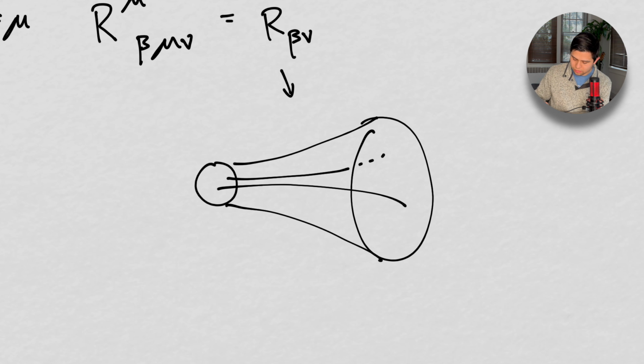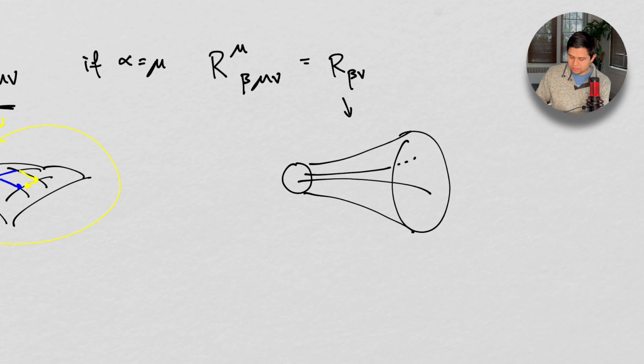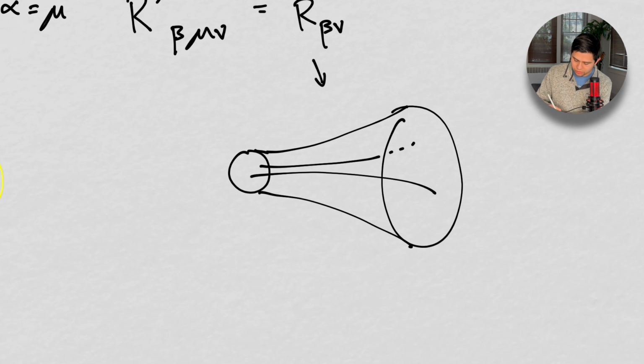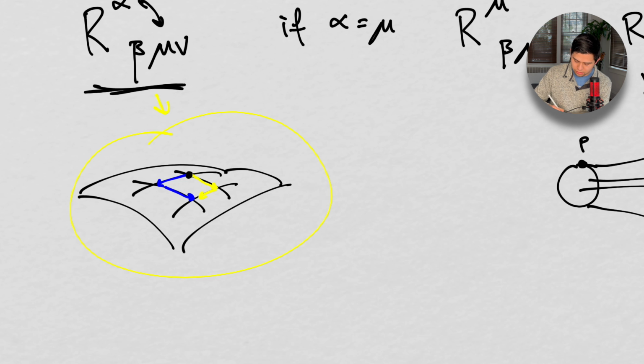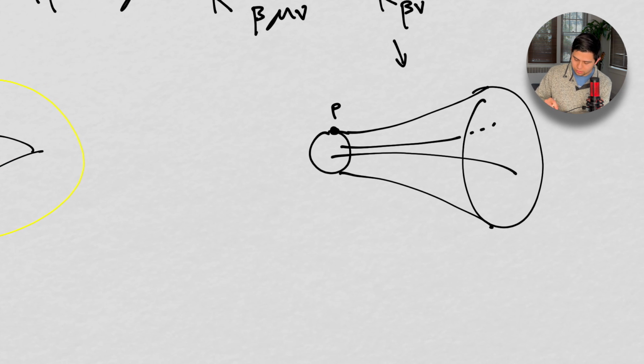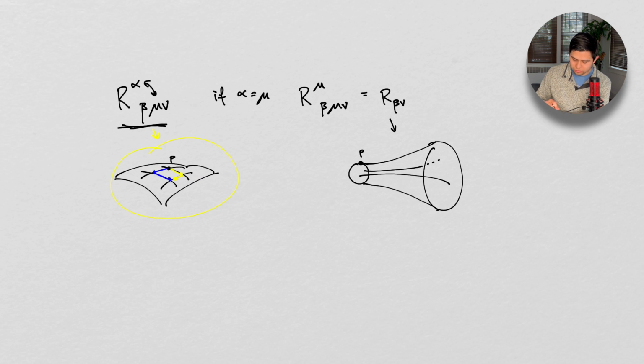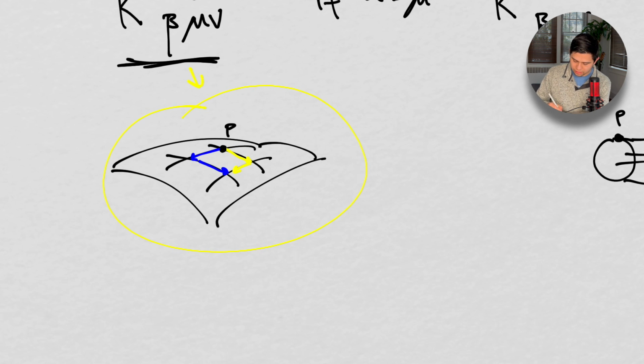This has to do with volume changes, right? So suppose you are standing here, this is point P, and this is going to be point P as well. The two things are telling us something different, though. One is telling us how these two paths are closed.